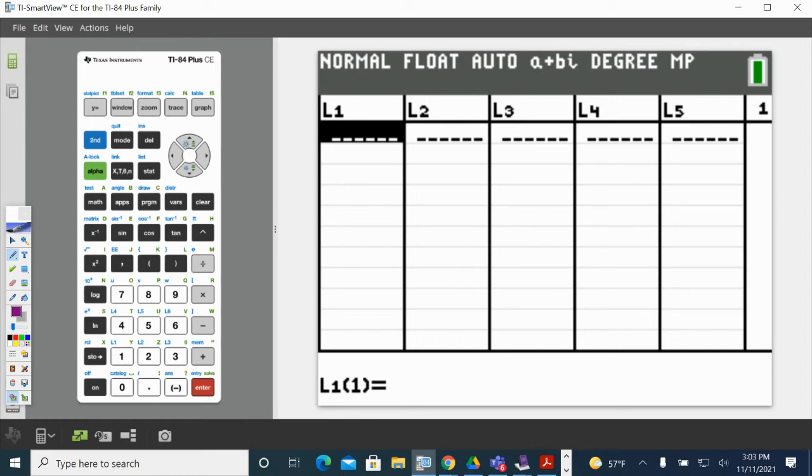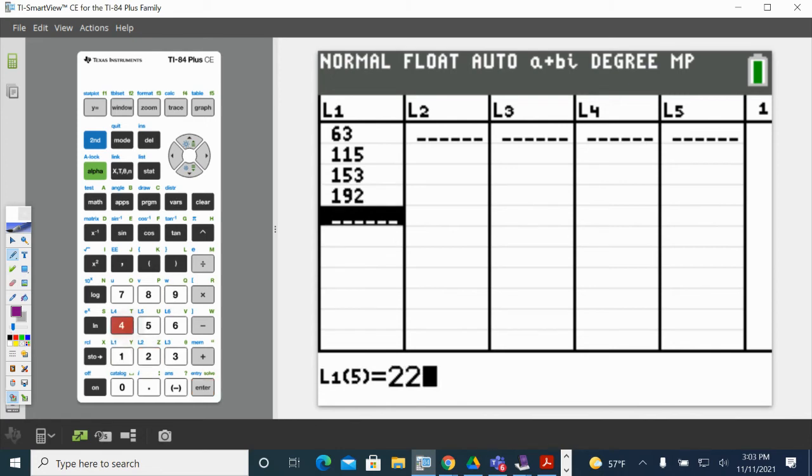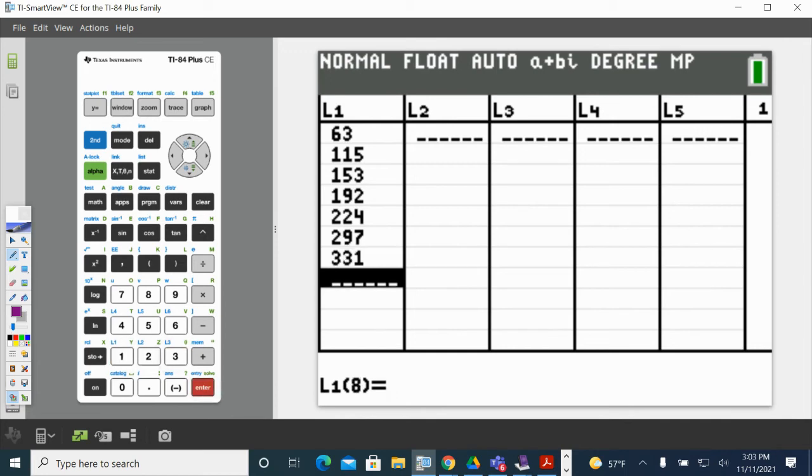All right, so now we can put our X's in. We're going to hit 63, enter. 115, enter. 153, enter. 192, enter. 224, enter. 297, 331, and 375. Now we're going to arrow to the right for L2.